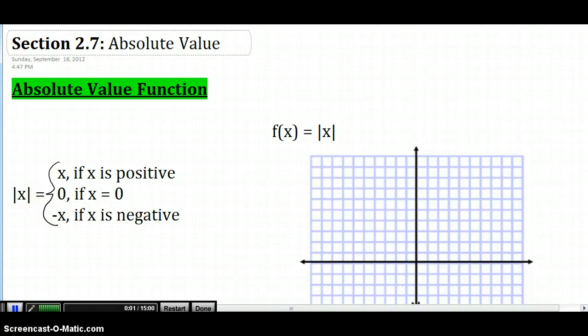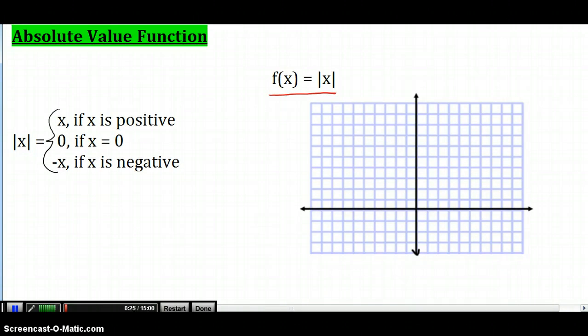Section 2.7 is on absolute value functions, and some of this stuff you have not seen before, so some of this is completely new. So let's start out with what an absolute value function is. An absolute value function looks like this: f of x equals the absolute value of x. You know what the absolute value bars do to a number, but we're going to talk about what the function itself looks like. To graph, this looks like a V, basically.